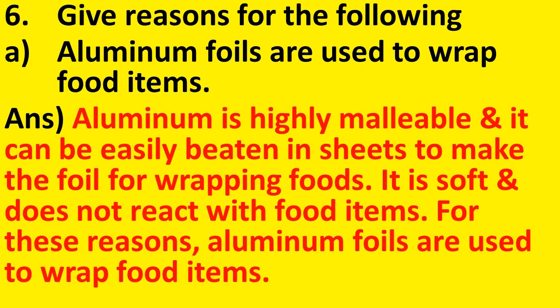So, as you know, aluminium is highly malleable and it can be easily beaten into thin sheets, and that can be used to make the aluminium foil which is used for wrapping food items. Secondly, aluminium does not react with the food items. Therefore, these aluminium foils are used to wrap food items.